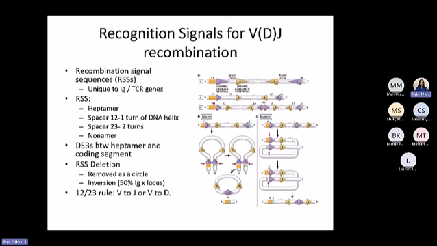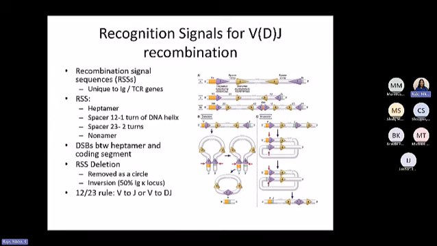So how does the DNA know where to make those breaks? Where does the rearrangement occur? And so there is a very specific process that occurs in this DNA. There are recognition signals for this recombination to occur. And those signals are called recombination signal sequences, or RSSs. These are unique to just the immunoglobulin genes or TCR genes. So clearly not all genes undergo recombination, and the reason is they don't have these RSS.